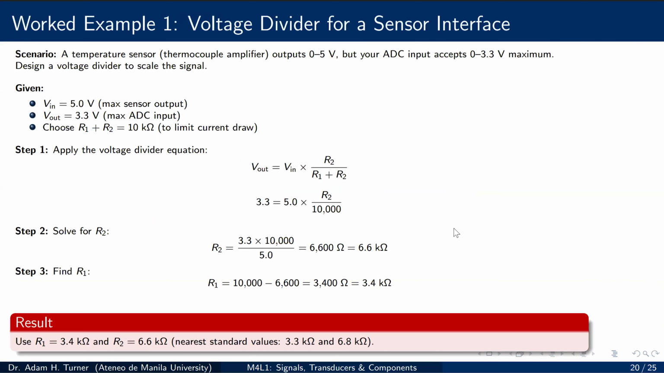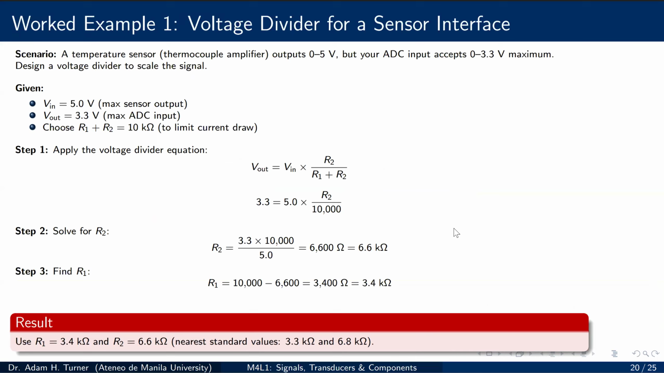Okay, so let's apply what we've learned, and here's a practical scenario. You have a temperature sensor that outputs between 0 and 5 volts, but your ADC can only accept up to 3.3 volts. If you feed 5 volts into that ADC, you'll damage it, and so you need a voltage divider to scale the signal down, okay? So what equation do we need here?